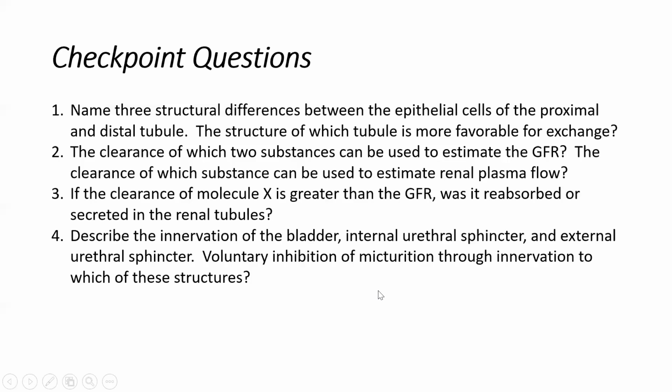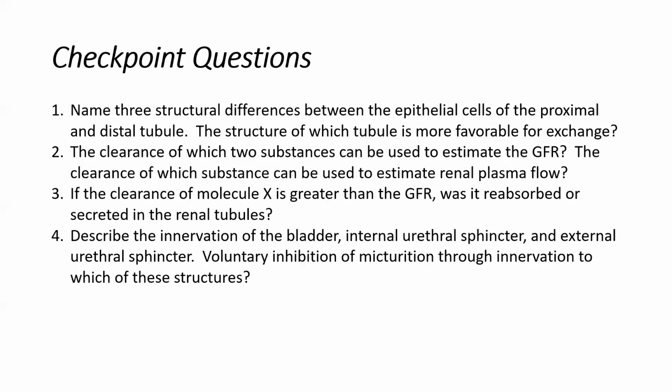The fourth question: describe the innervation of the bladder, internal urethral sphincter, and external urethral sphincter. Voluntary inhibition of micturition through innervation to which of these structures? So innervation of the bladder itself, the detrusor muscle, is through the parasympathetic branch of the autonomic nervous system. Innervation to the internal urethral sphincter is also under the autonomic nervous system, but the sympathetic branch. And then innervation to the external urethral sphincter is via the somatic nervous system, which is under our voluntary control.